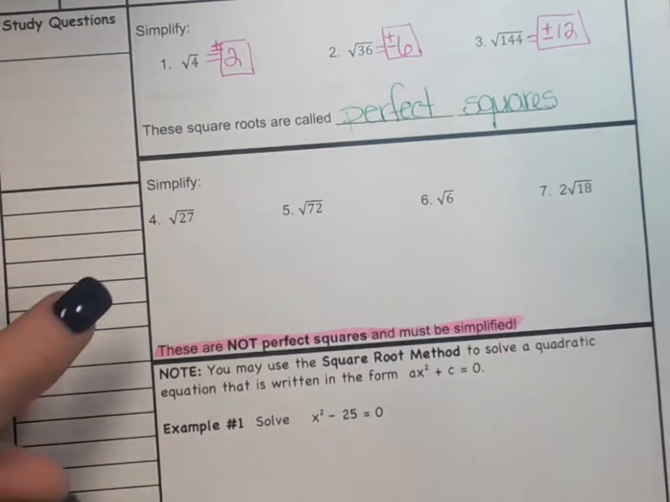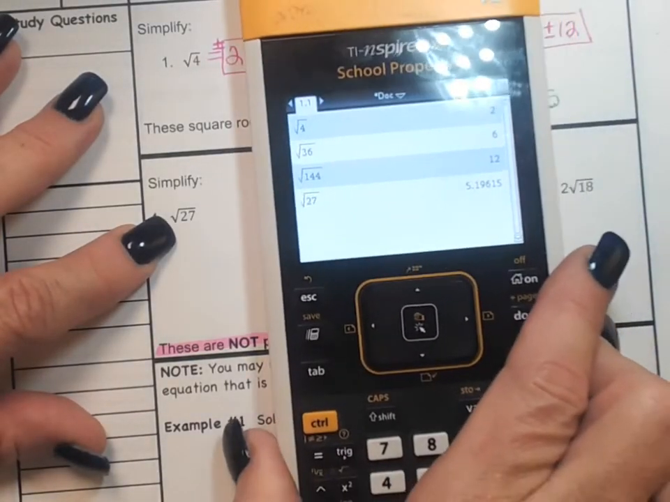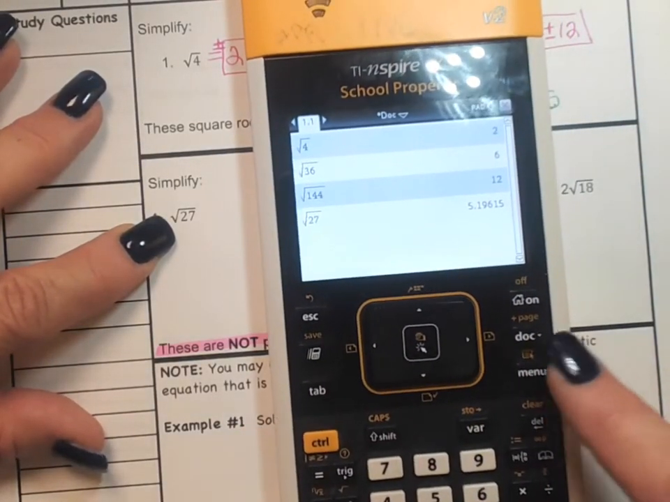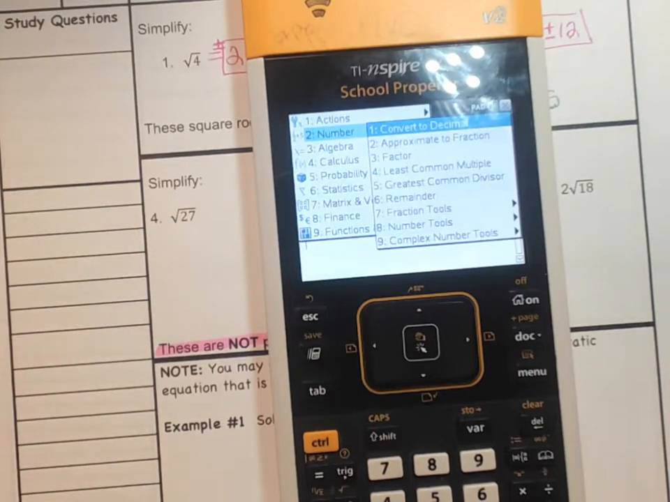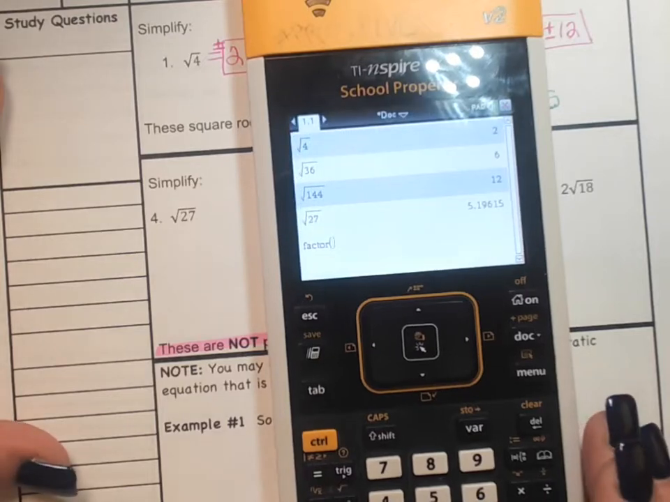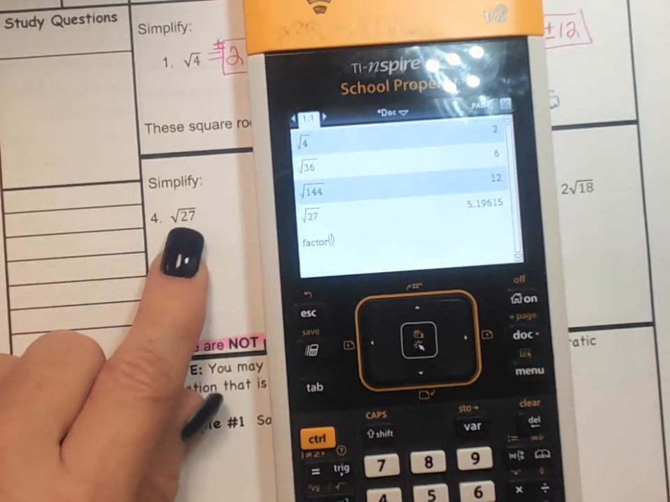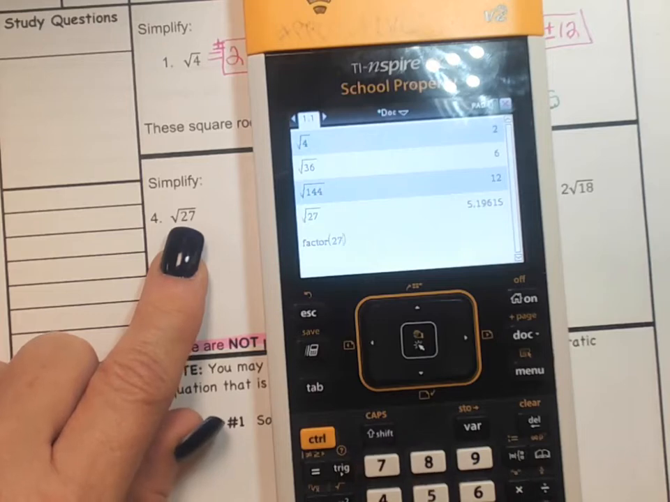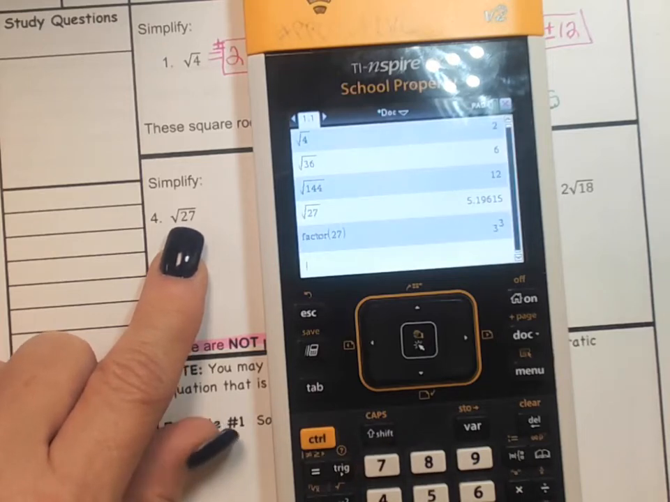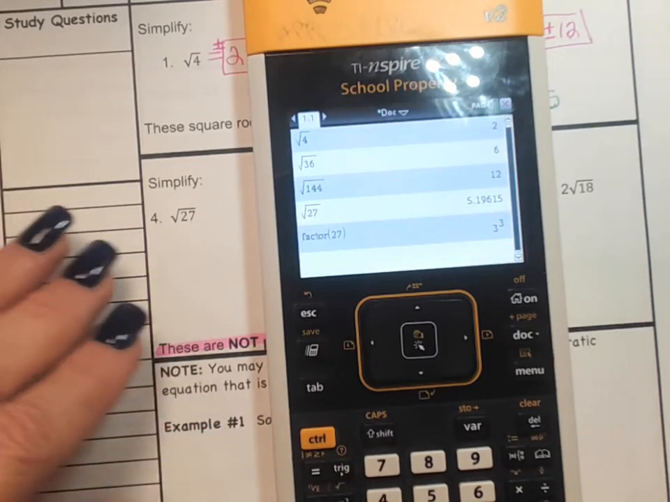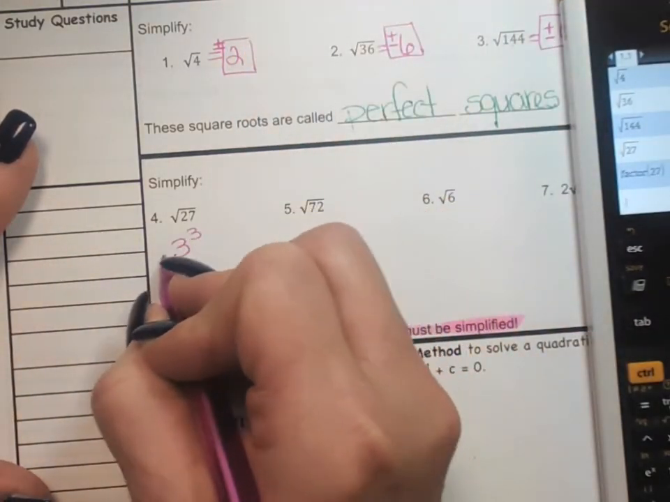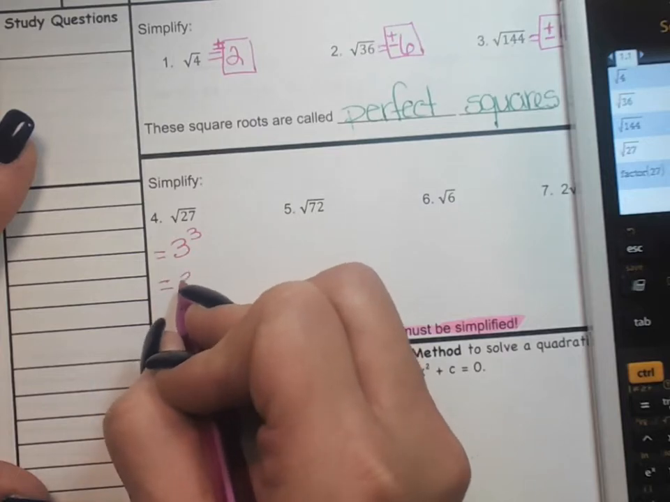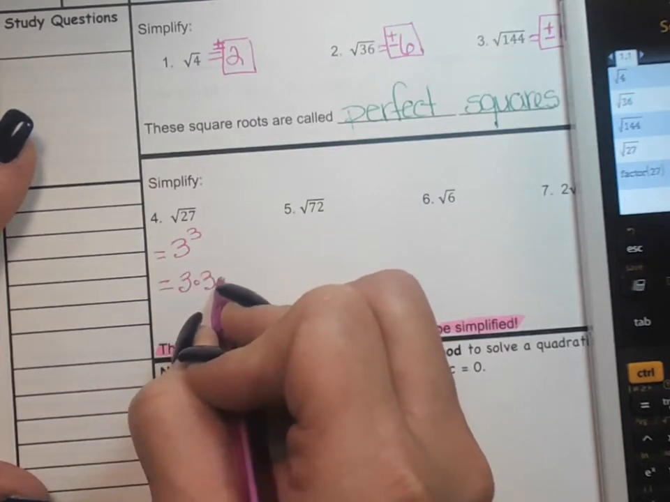If you remember, breaking this down into factors is something we did before. You go to Menu, then choose Number, which is 2, and then push 3, which is Factors. On your calculator you'll see Factor, and you type in your number, 27. When I do that, I get 3 to the 3rd. So basically 27 breaks down to 3 to the 3rd, and if you remember, that's 3 times 3 times 3.